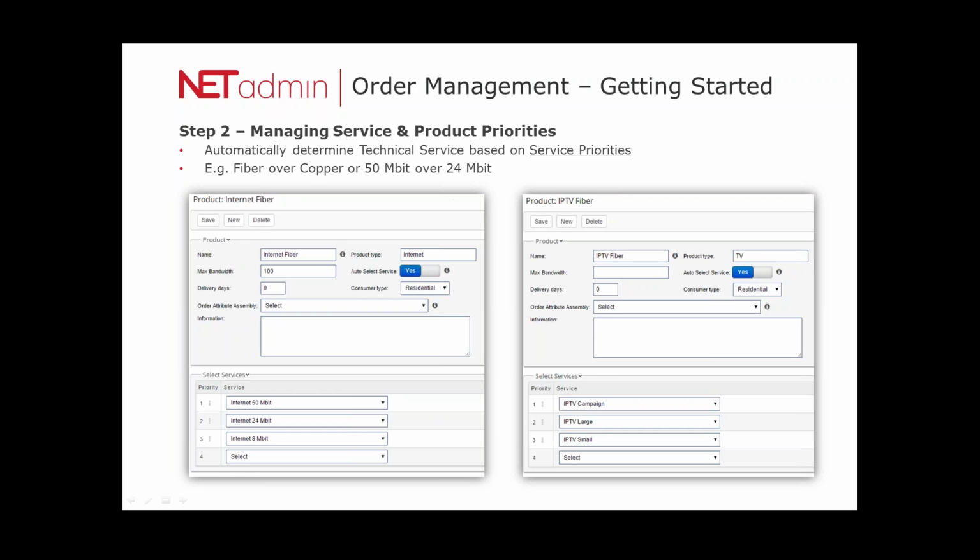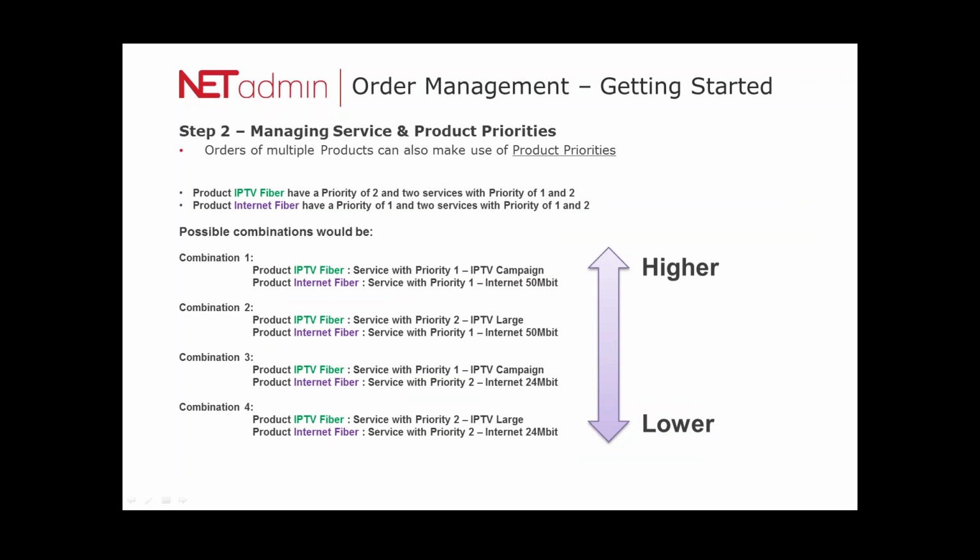To the right, you see a similar example for IPTV fiber, which in this example can be realized through IPTV campaign, IPTV large, or IPTV small. So that was the actual service priorities. Then there is another type of priority called product priority. And that's very useful when you have orders that contain multiple products.